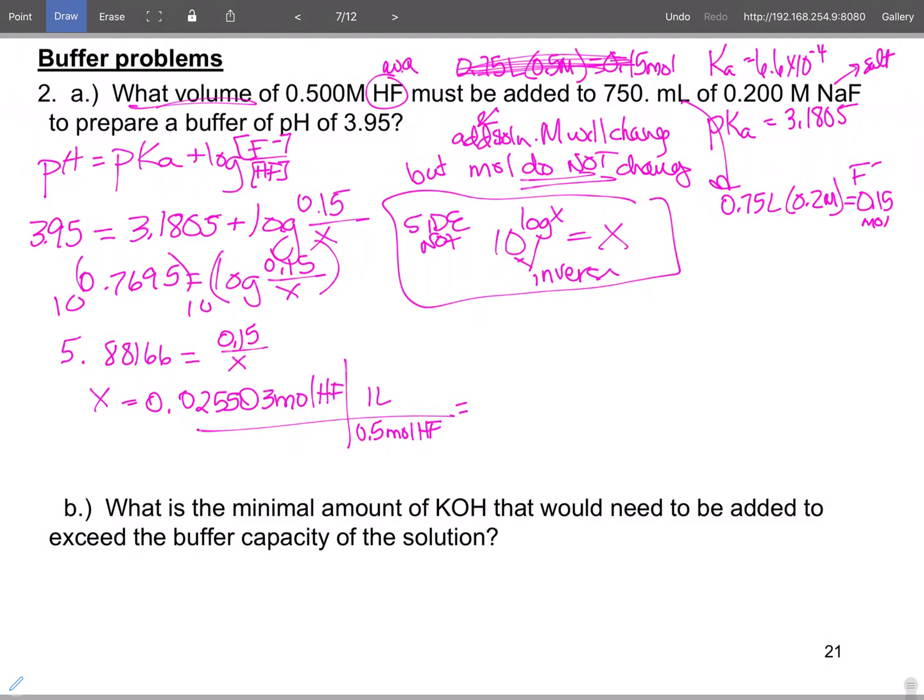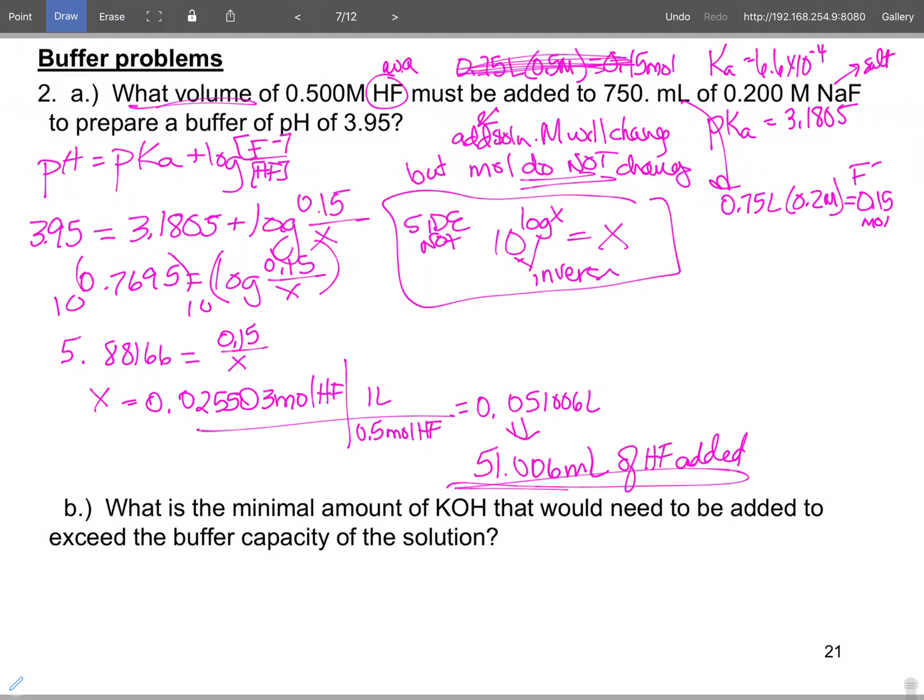So we get 0.051006 liters, or if you were asked for it in milliliters, you'd multiply it by 1,000, so 0.006 milliliters of acid needs to be added to the solution. Okay, so in this particular case, if you're trying to make the buffer, you still worry about only the moles, but in this case you've got a solid and a volume, so you have to use the moles to find the volume needed to add.